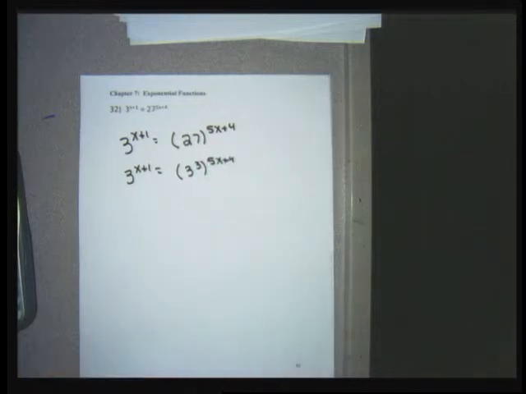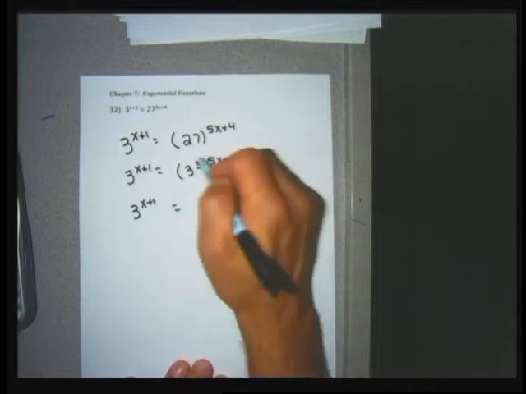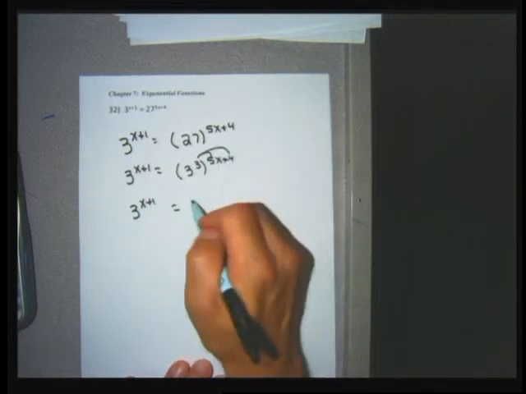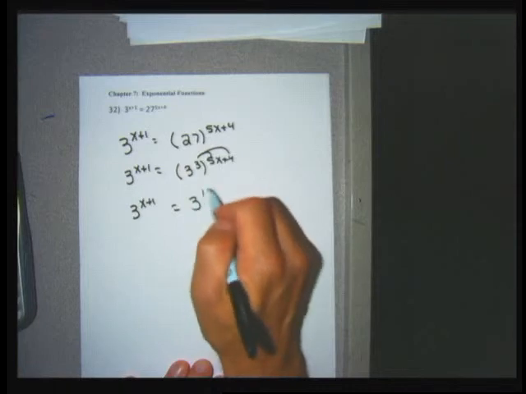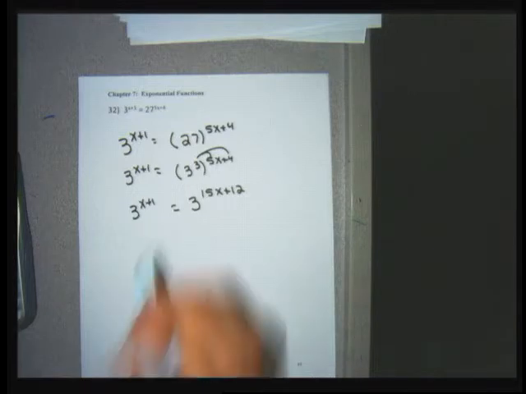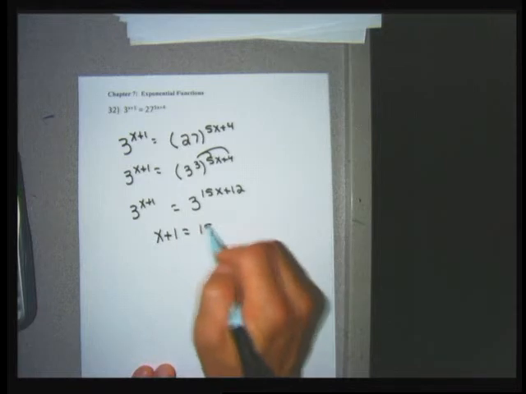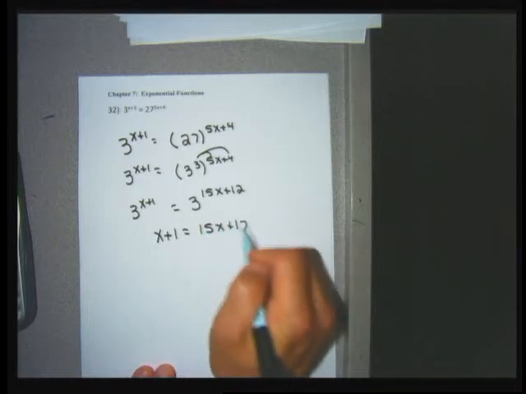And then I'm going to be a little bit slicker on the next step. I'm going to just clear the parentheses and multiply the exponents on the right side. And I'm going to go 3 times 5x and 3 times 4 and make 3 to the 15x plus 12. Now both sides have the same base, so I set the exponents equal to each other and drop the 3's. No factoring yet because there aren't any squares.